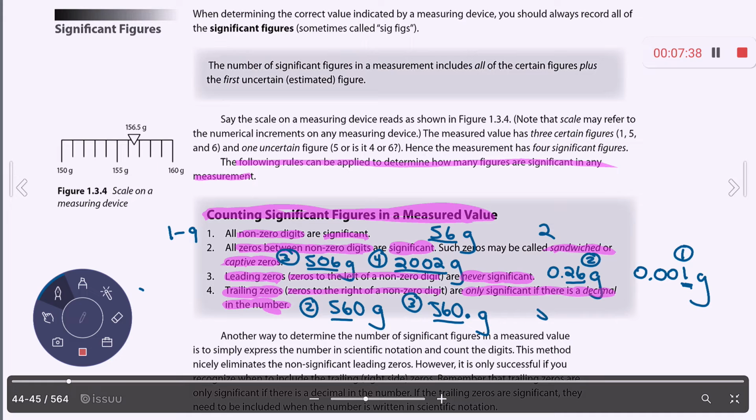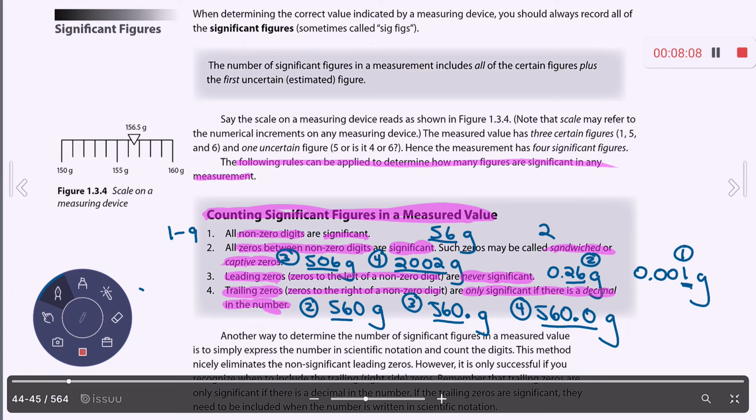Same thing if you have 560.0. The zeros on the end are significant if there's a decimal somewhere. I have a decimal somewhere, so that makes the zeros on the end, which is both of them, significant, and here I have 4 significant figures. Okay? Memorize these rules, practice them. You're going to have a quiz on this on Monday on Canvas. Does that make sense? Okay, we have an entire worksheet of practice.